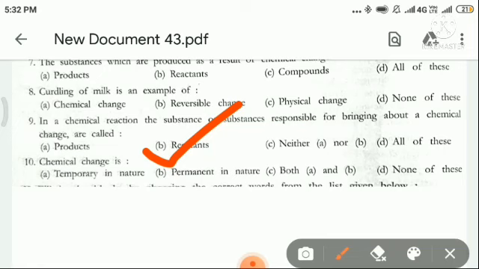Chemical change is always permanent in nature. Chemical changes are permanent, not temporary. So these were the answers of the 10 MCQs that we have.